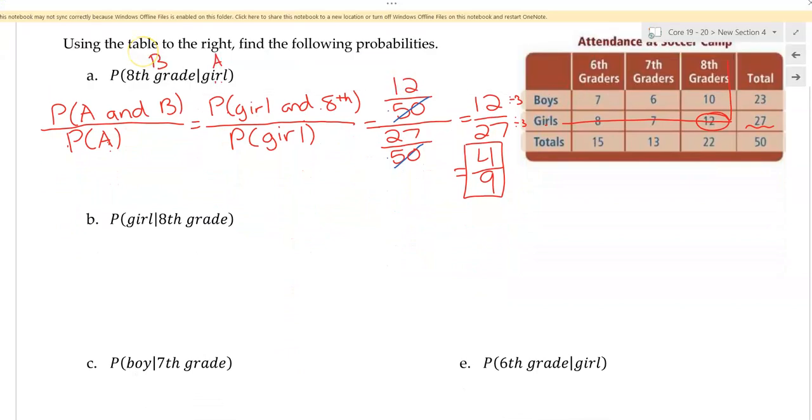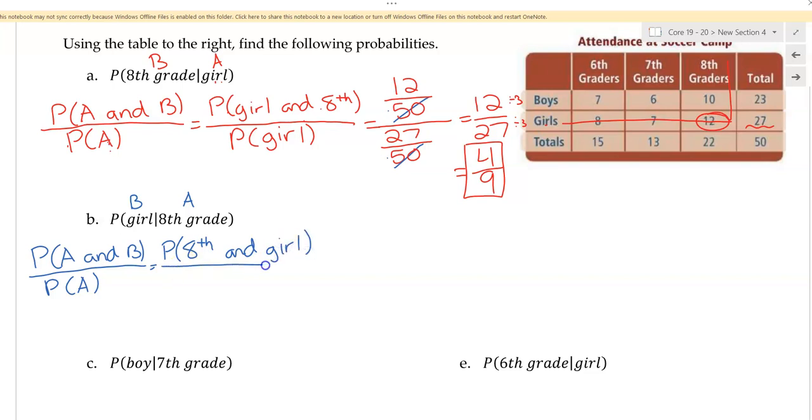Same thing. This one is almost identical. But look, now my B is girl and my A is 8th grade. So when I do the probability of A and B over the probability of A, I'm really doing the probability of, well, A is 8th and girl over the probability of my A, which is 8th.